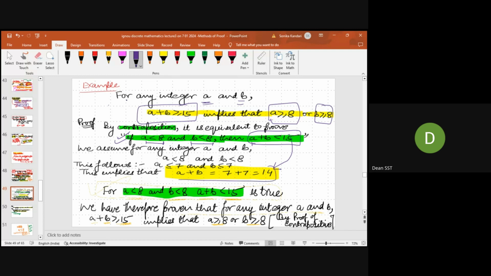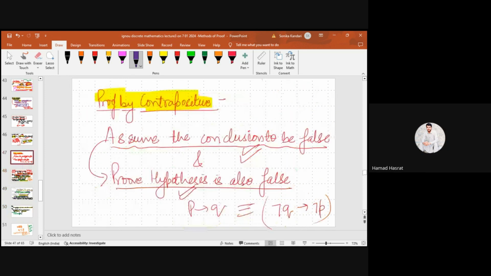A plus B is equal to 14. It means A is less than 8, B is less than 8, A plus B is less than 15. Therefore, for A greater than or equal to 8 and B greater than or equal to 8, the result is greater than or equal to 15. You will be able to do it only if you practice. But I think the concept is clear. So we were doing proof by contrapositive. This you have to make very clear.